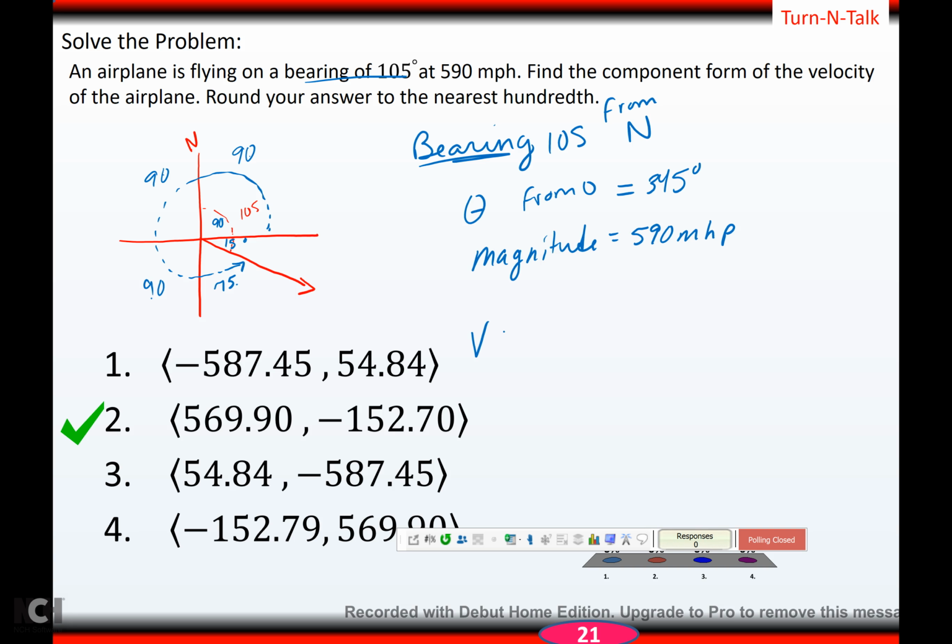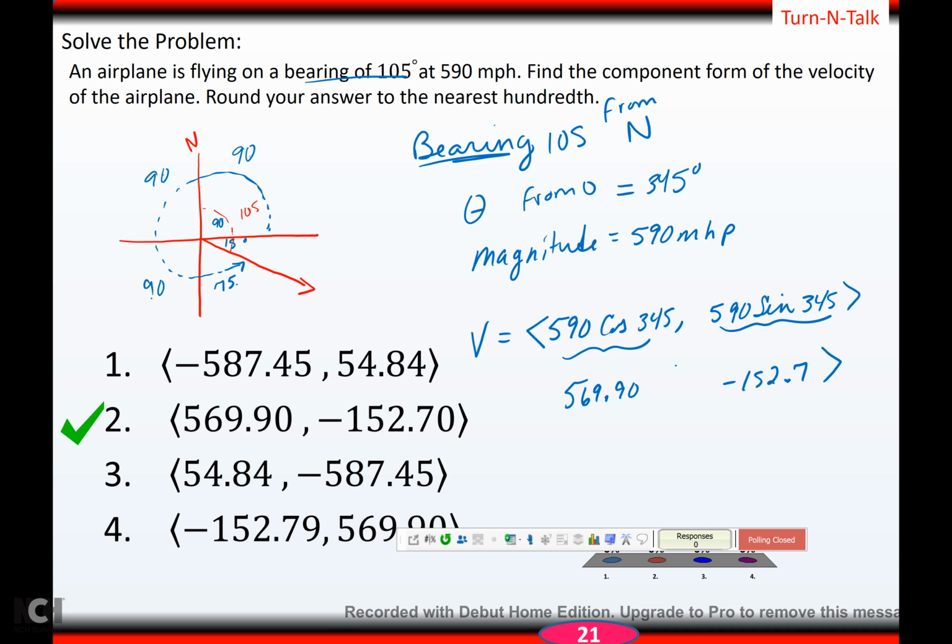So you set up your velocity vector, which would be your magnitude 590 times cosine of your direction angle 345 degrees, and your y coordinate, or your vertical component, I should say, would be 590 times sine of 345. So you type those in the calculator. This comes out to 569.9. This comes out to negative 152.7. And there would be your velocity vector for this plane.